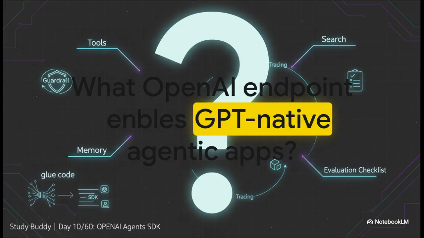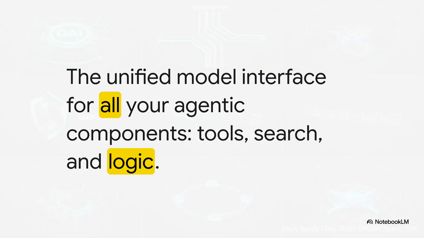All right, pop quiz time. Let's see if you've been paying attention. What's that one specific OpenAI endpoint that makes all of these GPT-native agentic applications possible? I'll give you a second to think about it. You got it, it's the Responses API. This is the unified interface for all your agentic components, your tools, your search, your logic, the whole shebang. This is the key that really unlocks native agency.